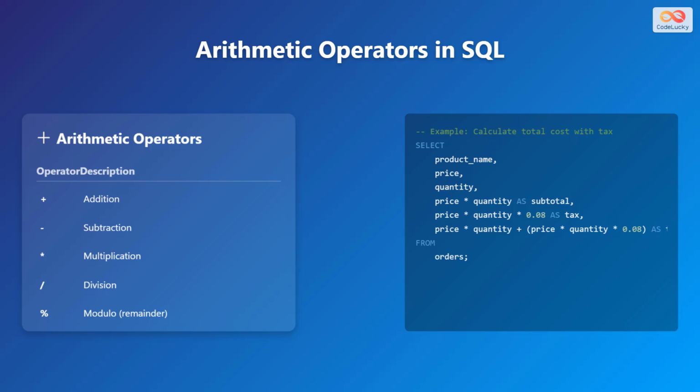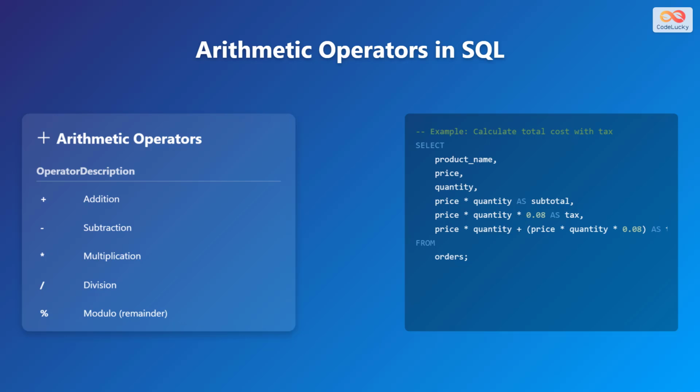Arithmetic operators are used to perform mathematical calculations on numeric data within SQL queries. Here's a list of common arithmetic operators. The plus sign is used for addition. The minus sign is used for subtraction. The asterisk is used for multiplication. The forward slash is used for division. The percentage sign is used to calculate the modulo, which is the remainder of a division operation.